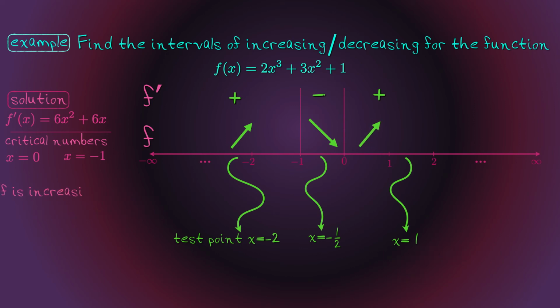And so we can sum this up. f is increasing on negative infinity to negative 1, union 0 to infinity. Decreasing on negative 1 to 0.